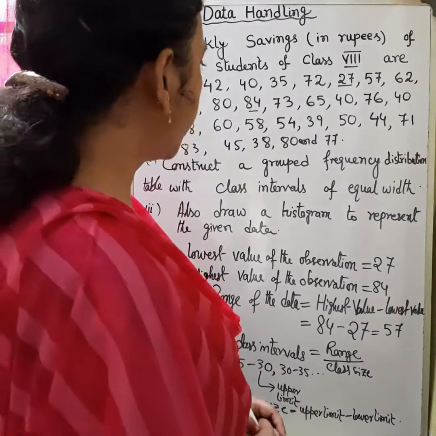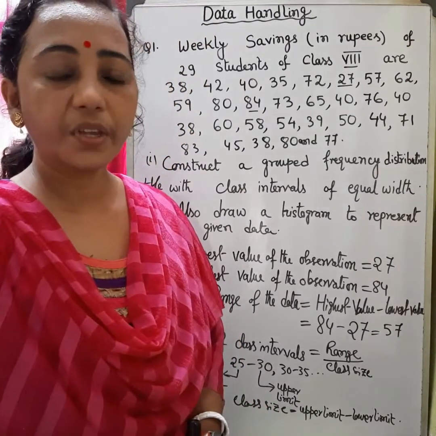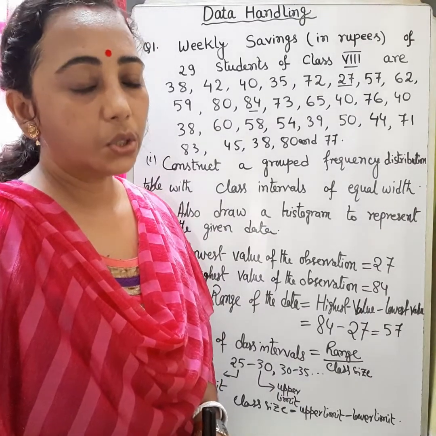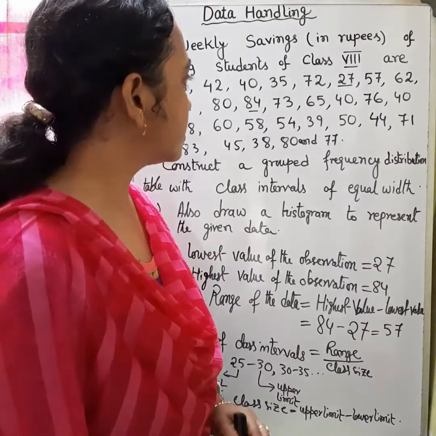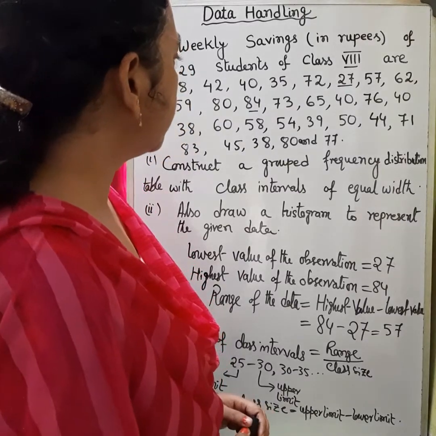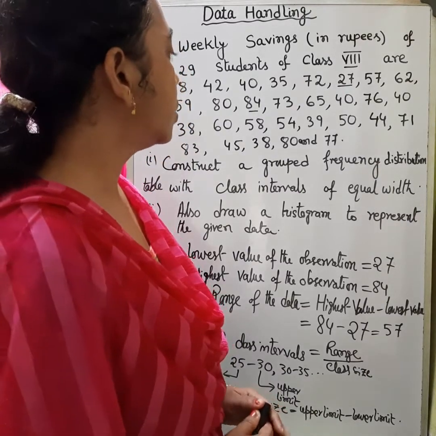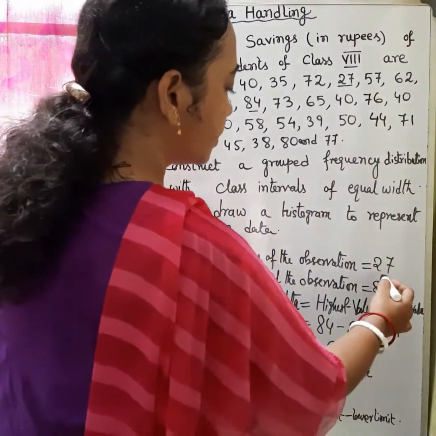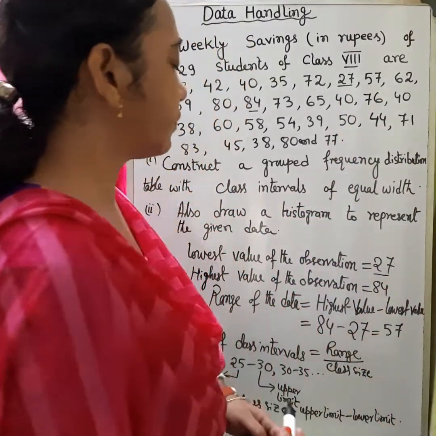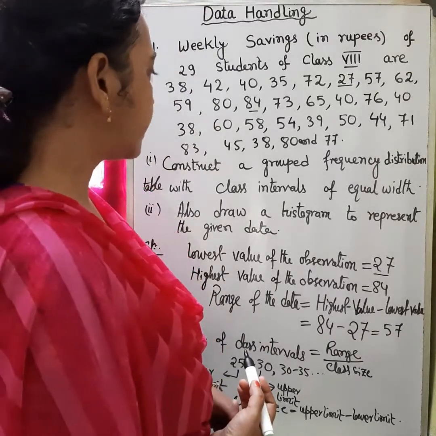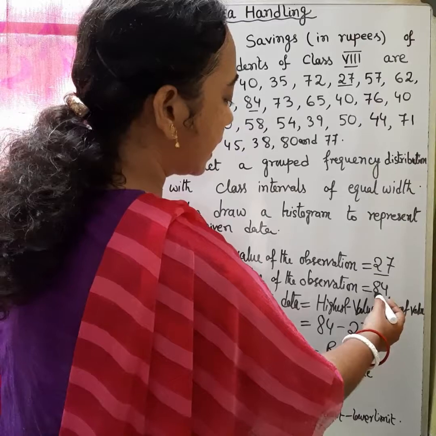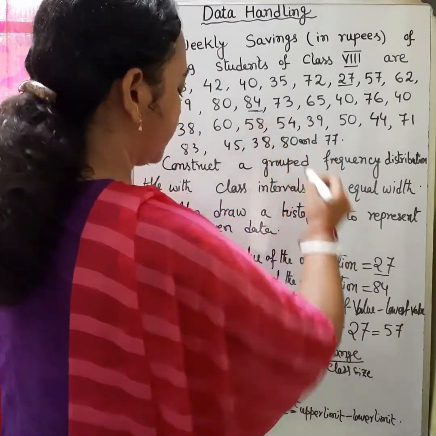So now before making class intervals, first let us find out the smallest or the lowest value of the given observations. If you observe the given data, we will see that the lowest value of the given observation is 27, which is already written here. The lowest value of the observation is 27 and the highest value of the observation is, by observing, we can see that it is 84.